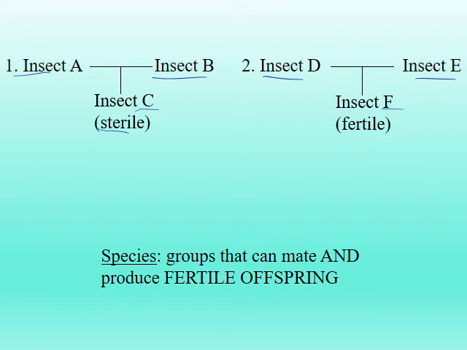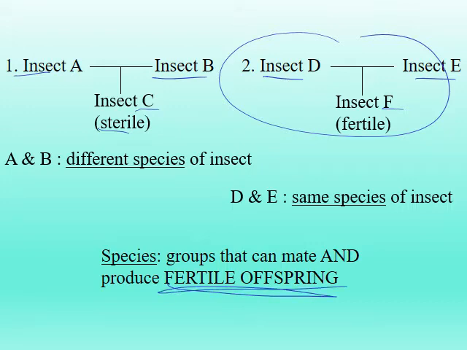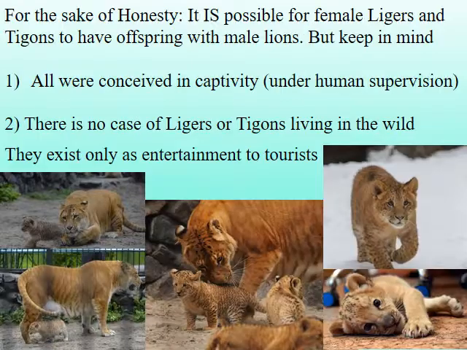Well, based solely on the definition and knowing nothing else about these creatures, you would have to conclude that D and E are the same species, whereas A and B are different species. That's how powerful the definition can be. Again, you don't have to know its behavior. You don't have to know where it lives or what it looks like. You have to know, can it mate with the other organism? Can it produce an offspring? And is that offspring a fertile offspring? So, brief recap of the definition of species.